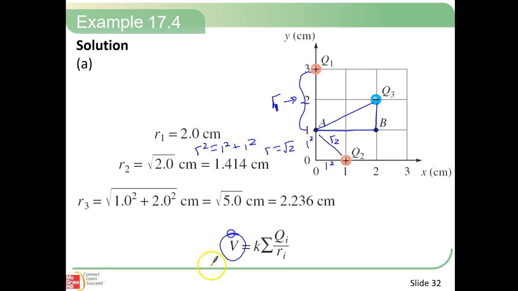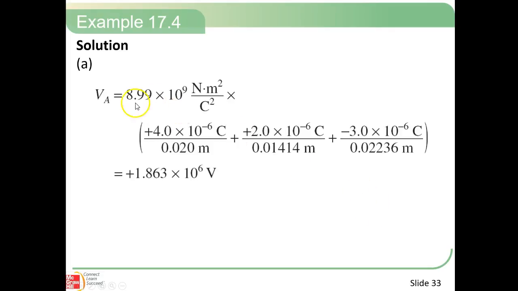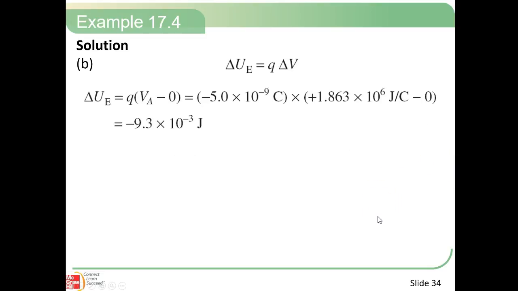So we're going to use our equation. The potential is equal to K times the sum of all the charges divided by all the radii. So let's go ahead and take a look at the next part. We know that the K value is just 9 times 10 to the 9th. We've put each one of our charges in and then the distance to the position in question. If you go ahead and do your math, you should end up with positive 1.863 times 10 to the 6 volts. And that's your answer for A.